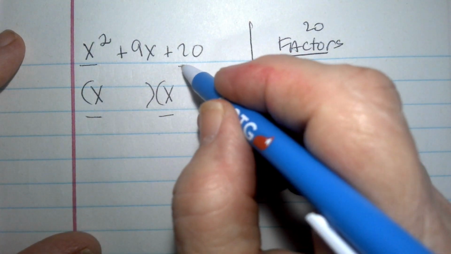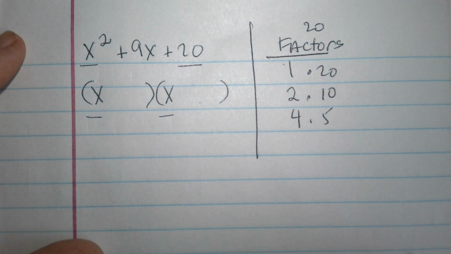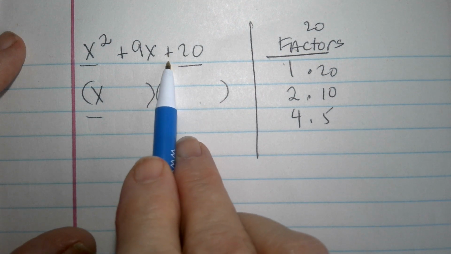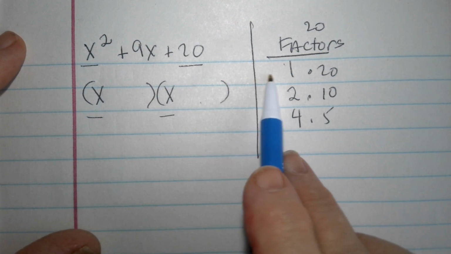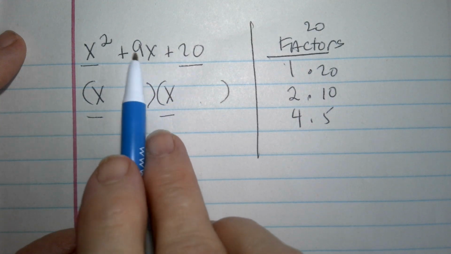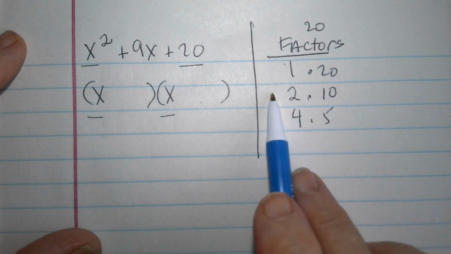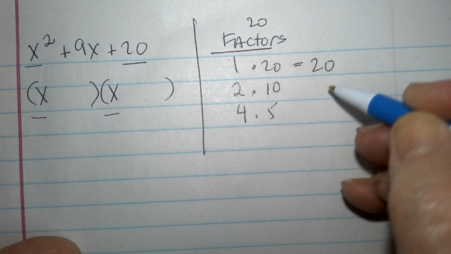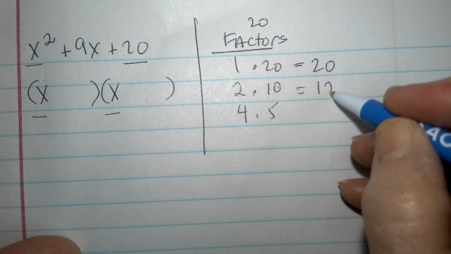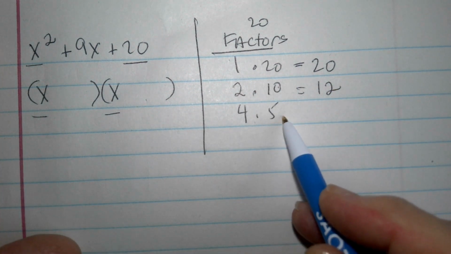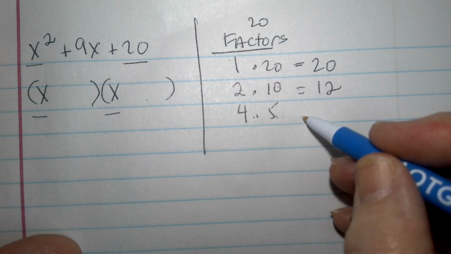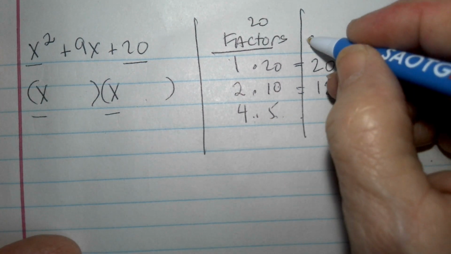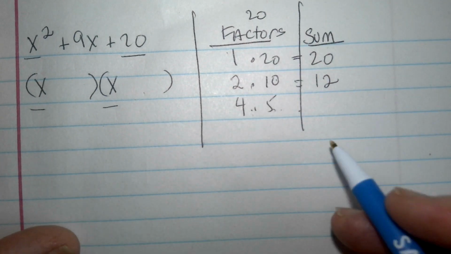Well, I know these factors are correct, but how you determine is you look at the middle one. Because this is a plus, we're going to sum the factors to get 9. Can you look at all these factors and see what they come to? If I add these, this comes to 20. If I add these two, it comes to 12. If I add these two, it comes to what? I think 2 times 10 is 12. We're summing them. Should that be 21?